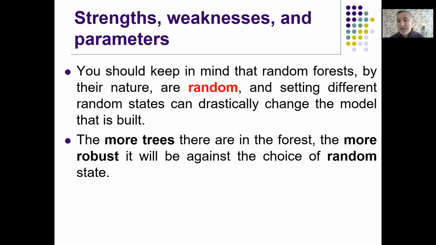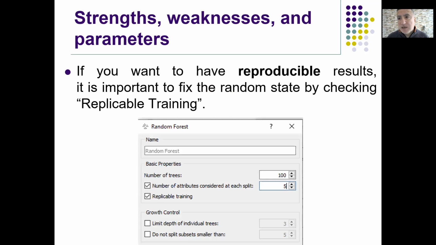Of course, the more trees in the forest, the more robust the random forest. It means that to get a more powerful model, you need to increase the number of trees, and you can limit the effect of the randomness. Starting the random generator with a seed can be avoided. Of course, as I explained, we always consider reproducible results. So always click here, replicable training, don't forget.